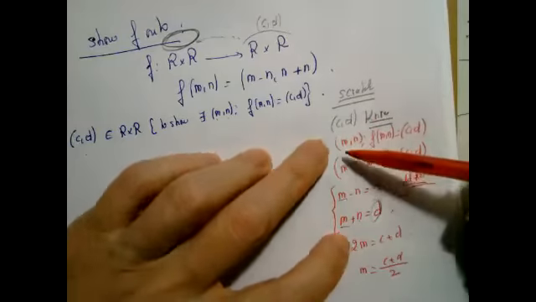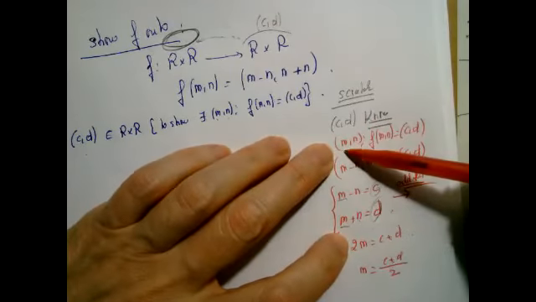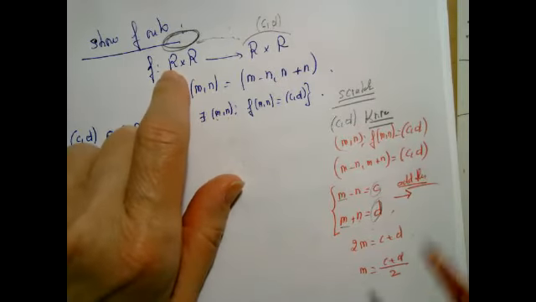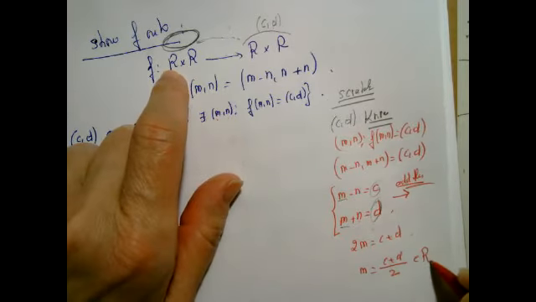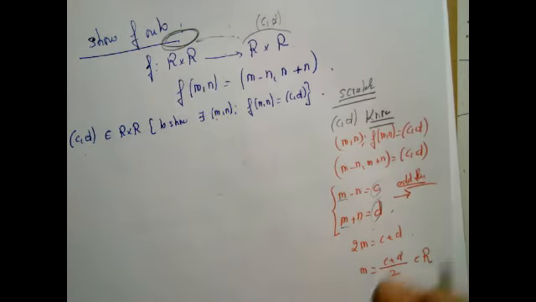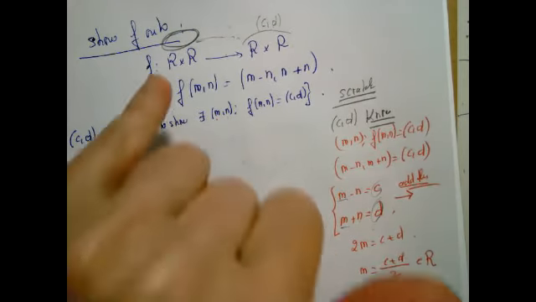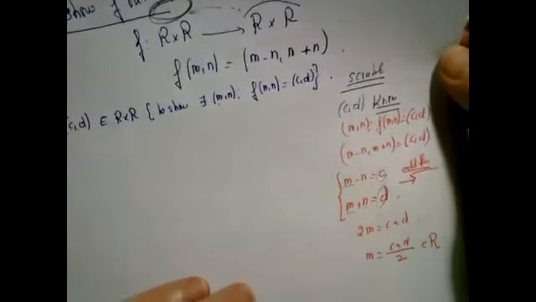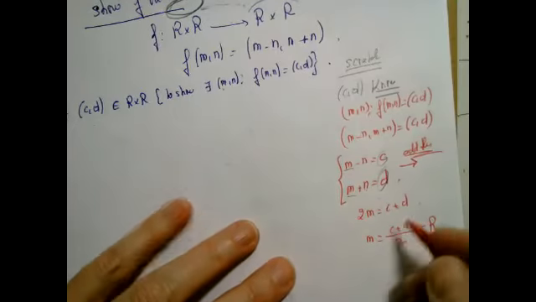So if I have CD, I can find my m. Now, is it in my domain? Is m? Yeah, m. Because I put R, I am safe. If I had put Z, m may not be in my domain, and the function may fail to be onto. But this time, I want it onto. So this is my m.